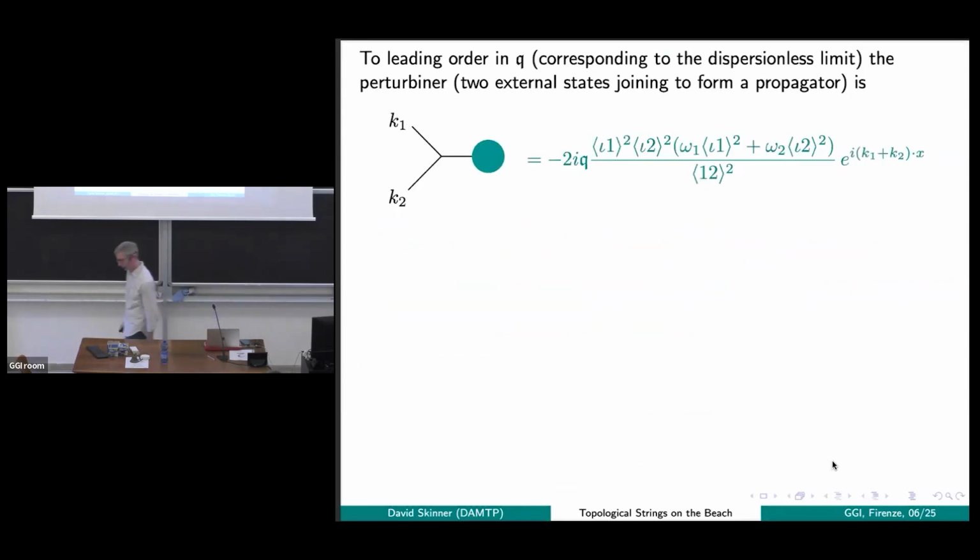Okay, so let's compute that. Just because the expressions get a bit messy, let's start by doing it just to leading order in Q. So leading order in Q, remember the higher order, the fourth order derivative came with a Q to the 4, a Q squared.